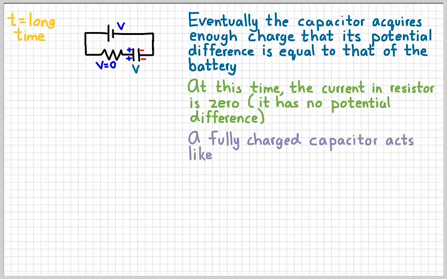Once that capacitor is fully charged, it's kind of like a battery turned around with the same voltage as our original battery, or you can think about it like a break in the circuit. It's basically blocking any charges from going through the resistor, just like we erased part of the circuit. We broke it so there's no longer a conductive path. Capacitors are kind of doing the same thing.